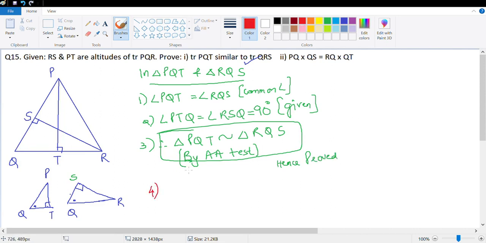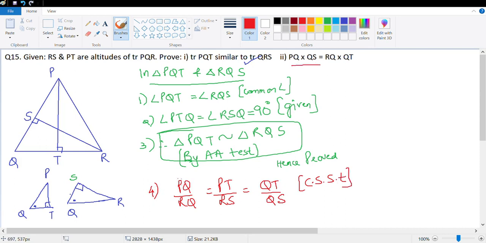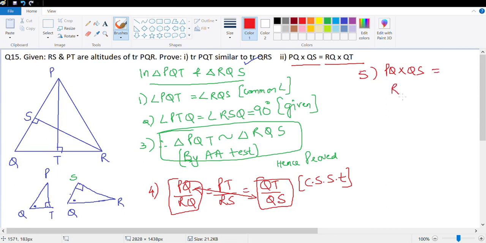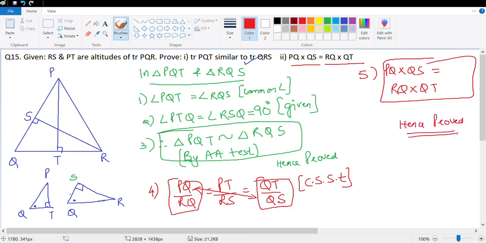Let's look at the second part of the question. Let's write the CSST for this. So that will be PQ upon RQ is equal to PT upon RS is equal to QT upon QS. This is CSST. They want PQ into QS. So that's PQ here and QS here. So let's cross multiply. That would give us PQ into QS is equal to RQ into QT. That's what they wanted us to prove, hence proved. Done. Let's look at the next question.